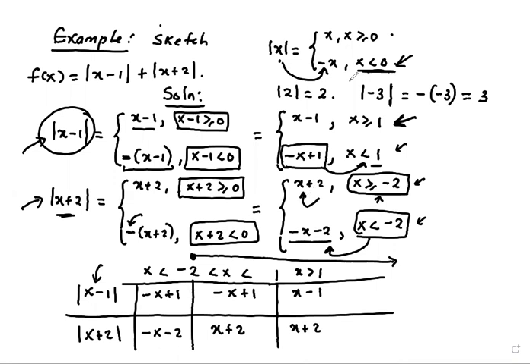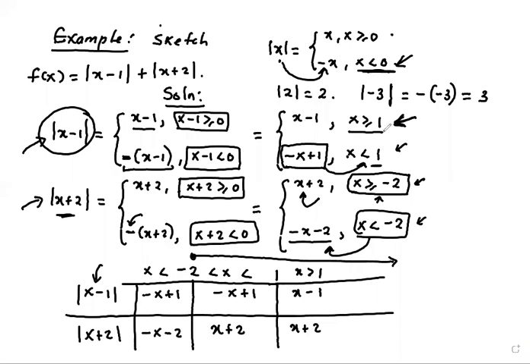So that's how we form a table. I'm going through this again. How do you form a table? You pick each piece at a time. After you define them, you keep the important intervals.